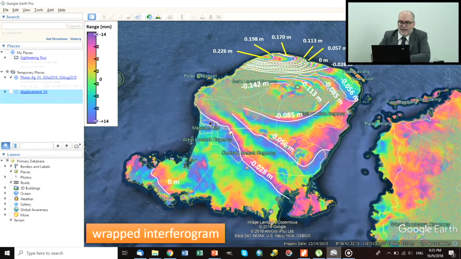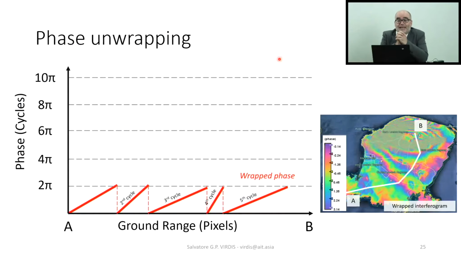So this is a very important principle. As we can see, the variation of phase is cyclic. This is called a wrapped interferogram. Wrapped because the phase is wrapped, okay, and it is varying cyclically between minus pi and plus pi.